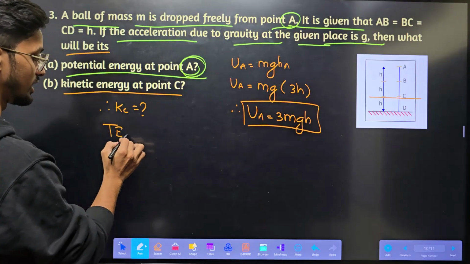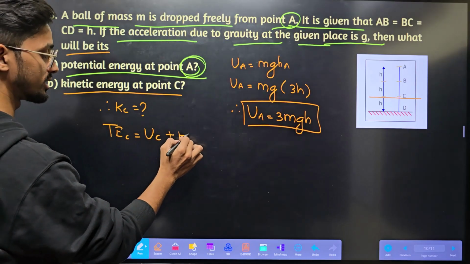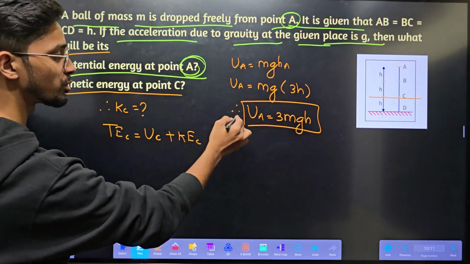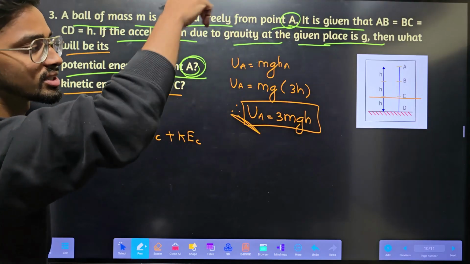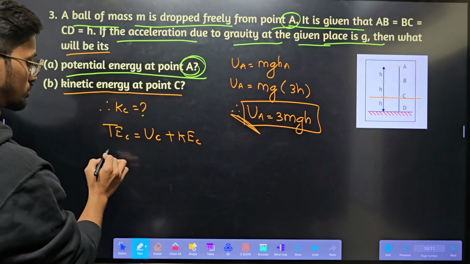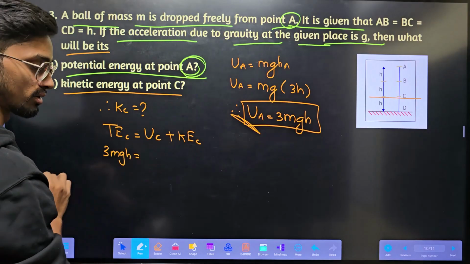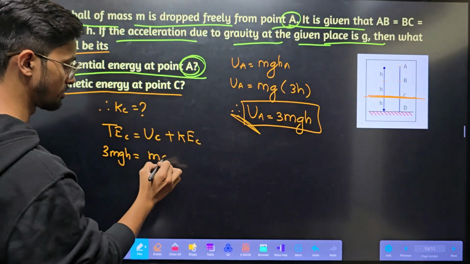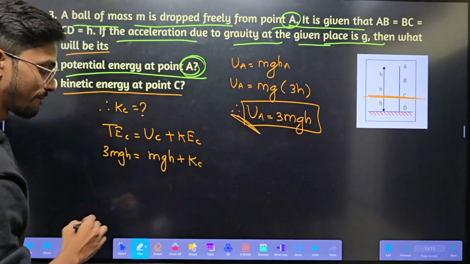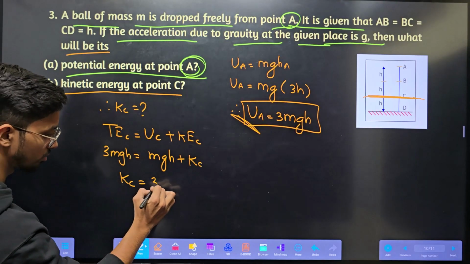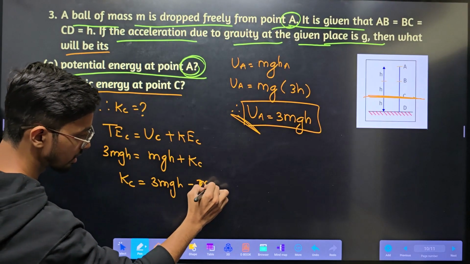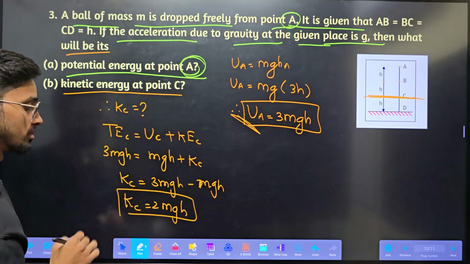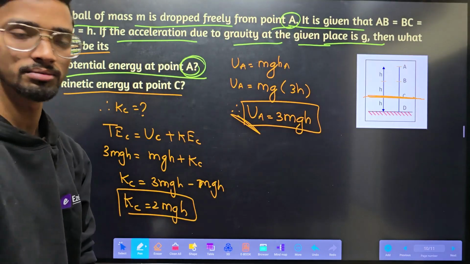We know that total energy at C is equal to potential energy at C plus kinetic energy at C. So what will be the total energy at C? Total energy at C is nothing but potential energy at A, that is the highest point, because there is no kinetic energy at the highest point. So 3mgh is equal to the potential energy at C, mg into height h, mgh, plus kinetic energy at C. So kinetic energy at C is equal to 3mgh minus mgh. So kinetic energy at C is 2mgh. Done?